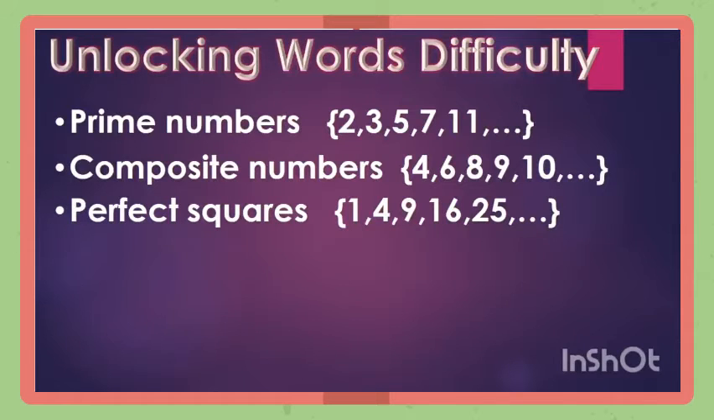Another example, 5 times 5, that is 25. Therefore, 25 is a perfect square. Also, 36, 49, 81, 100, because 100 is 10 times 10.